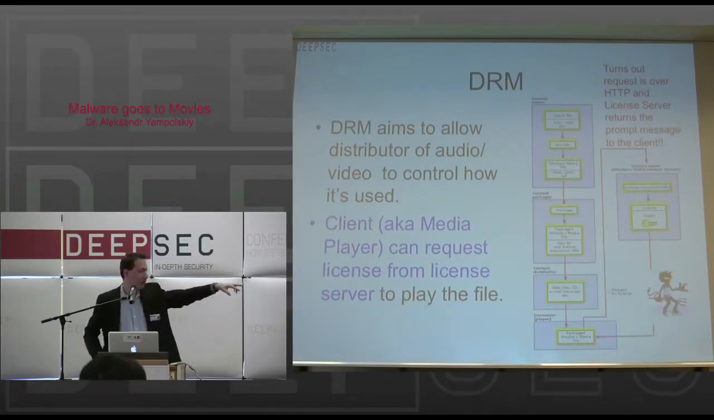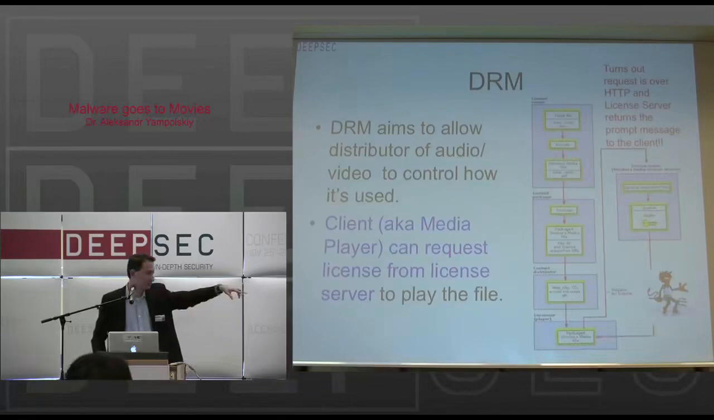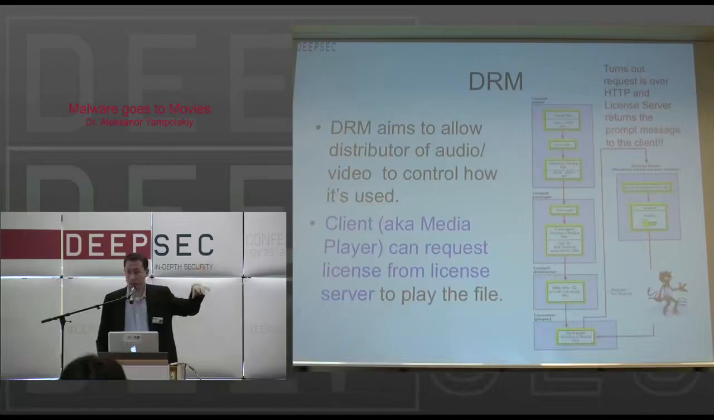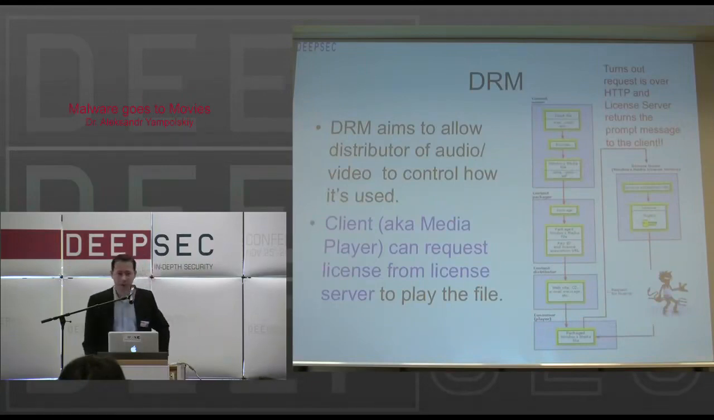And a consumer is that box on the very bottom. The consumer is going to try to play the video, and the video is going to instruct the media player to go and contact a licensing server. And a licensing server is that box on the right with a key in it. So the media player is going to send a request to the licensing server and get back some type of response and decide if the video can be played or not.